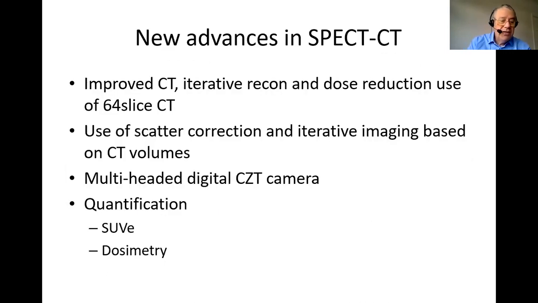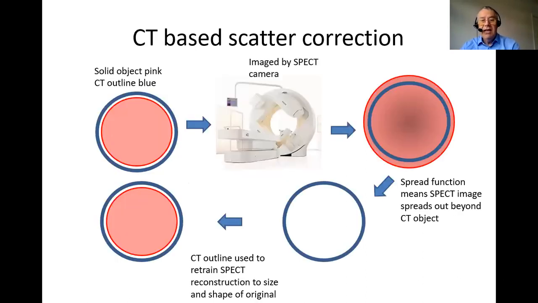What about new advances in SPECT-CT? Well, we have new iterative CT, which enables us to reduce dose. There's scatter correction, which can enable us to do CT volumes, multi-headed digital CZT cameras, and we can look at quantification with SUVs and dosimetry. So the first thing is scatter-based correction. So this basically says, can we use the CT to improve our SPECT reconstruction?